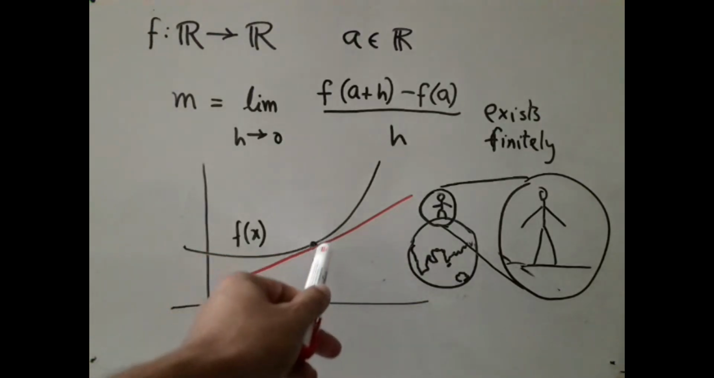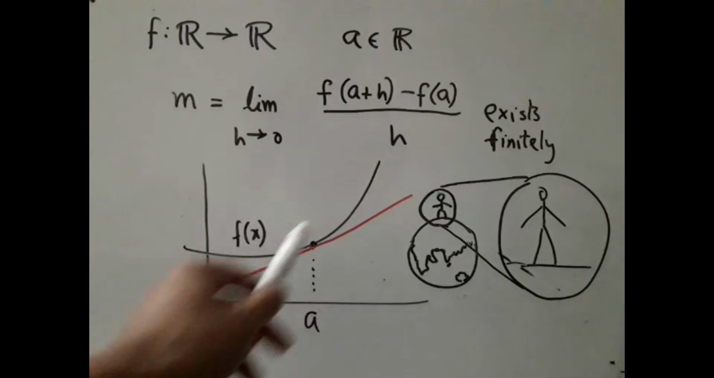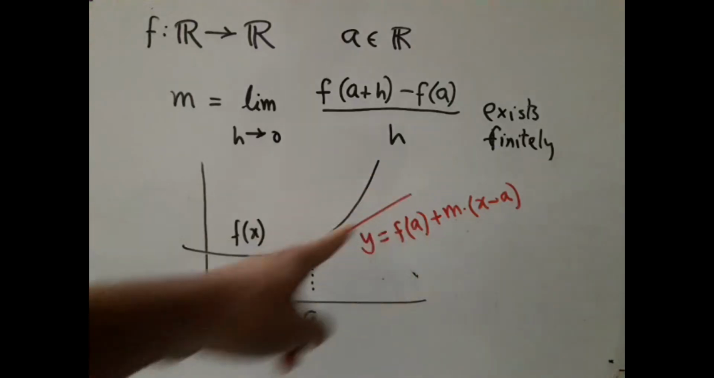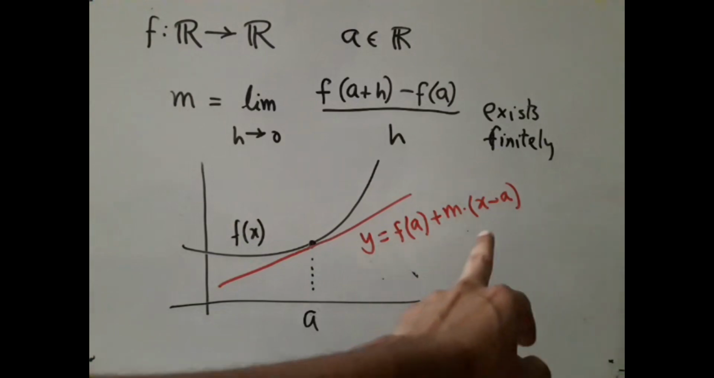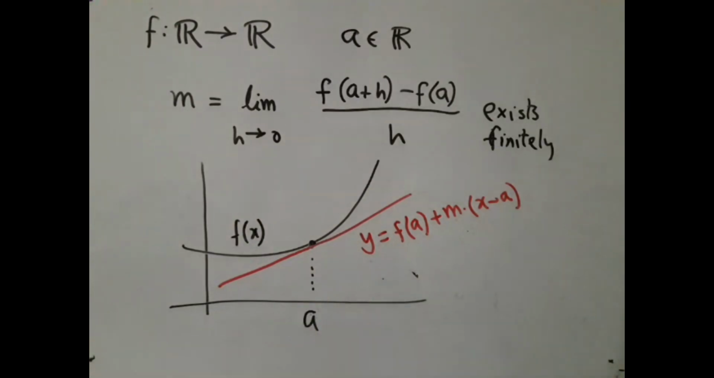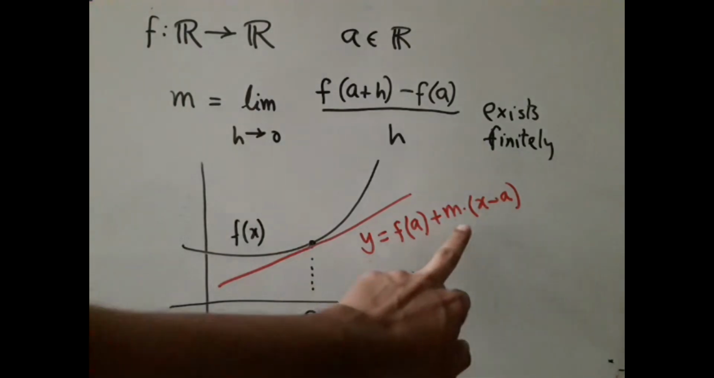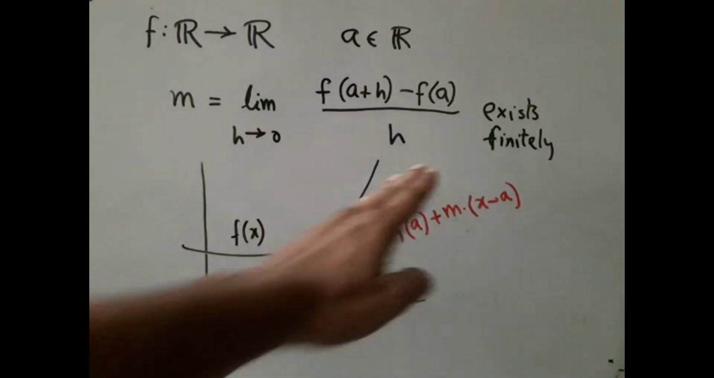Now, if I want to make this precise, that looking over a very small neighborhood, this straight line and this curved line are indistinguishable from each other, then we can use the following mathematical trick. We know that any such line must have equation y equal to f(a) plus some m times (x minus a). This is the general equation of a straight line passing through the point (a, f(a)), assuming that the line is not purely vertical. So this m right now has nothing to do with that m. It is just an arbitrary slope.